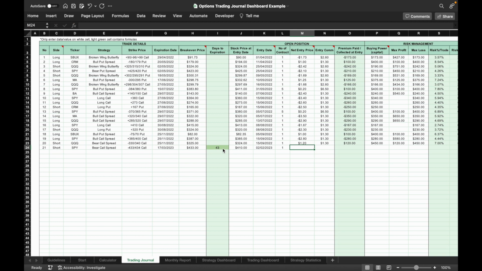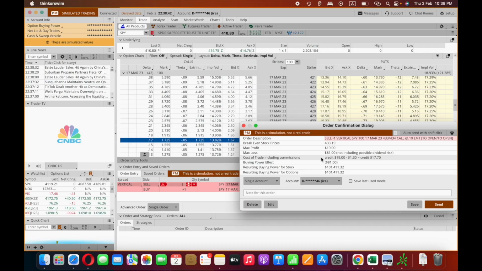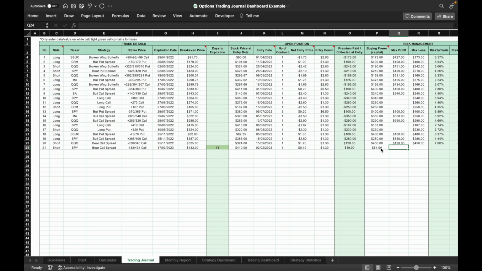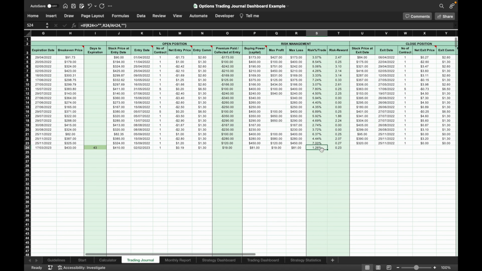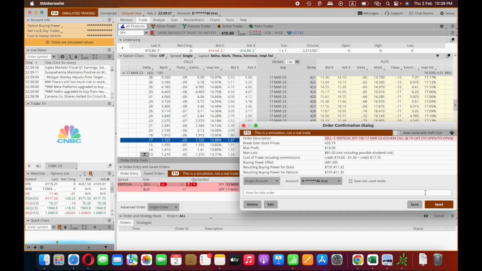Net entry price is 19 cents. Buying power is the amount of money held by the broker when you take this trade. So my buying power is $81. So my net profit is $19 and my net loss is $81. So after you key in open position details and some risk management details, you can get your risk to reward ratio. So when we do a bear call spread or bull put spread, ideally we get around 0.2 to 0.25 risk to reward ratio. After I confirm the trade, I just click send.